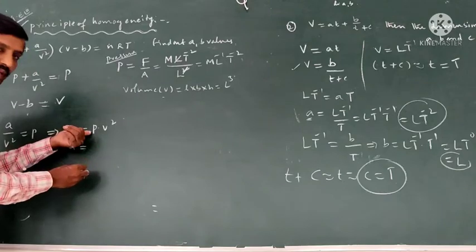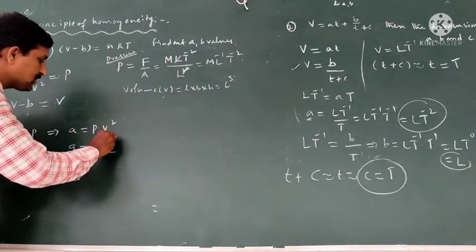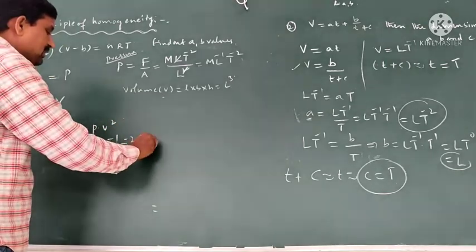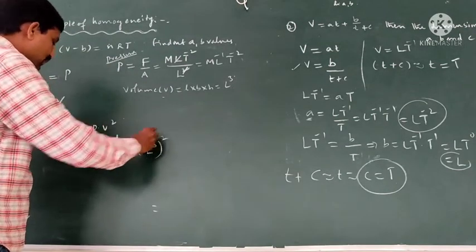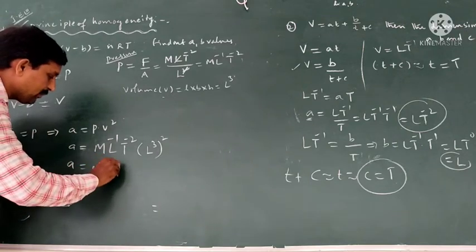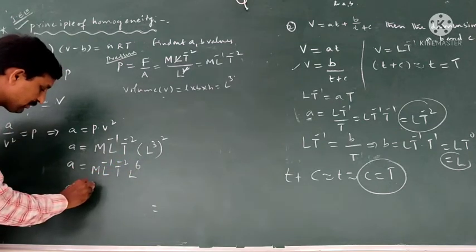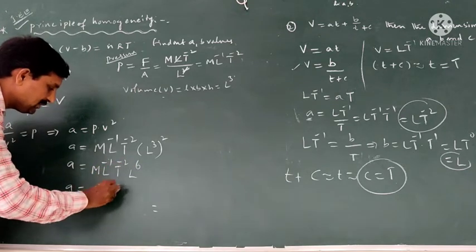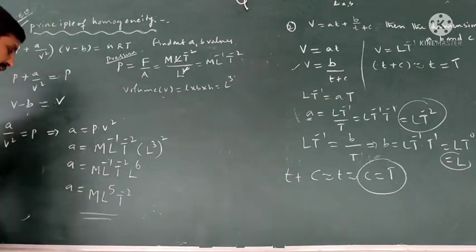So now substitute P. P means pressure, dimension formula M L^-1 T^-2. And V squared, V means volume, the dimension formula L cube whole squared. So a is equal to M L^-1 T^-2 and L^6. So a is equal to M, L^-1 times L^6, so L^5, T^-2. This is the dimension formula of a.